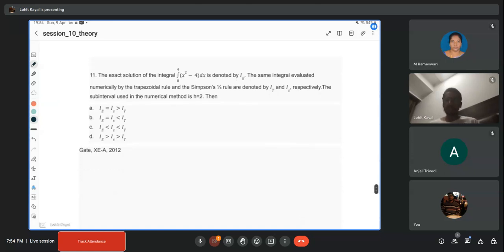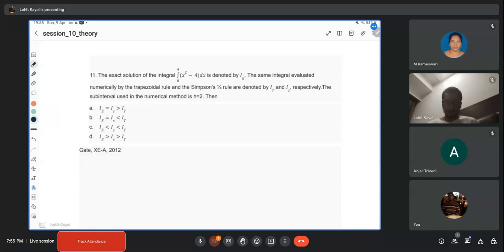Now, this problem is a little tricky. This is an old GATE problem. So let's solve it. Here you are provided with an integration. The exact solution is IE. The solution that we will get using the trapezoidal rule is IT, and using Simpson's rule is IS. Okay. And you need to find what is the correct answer.